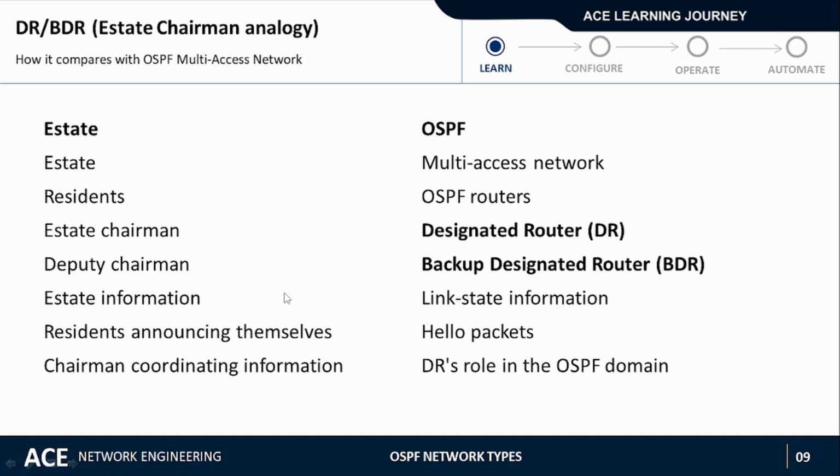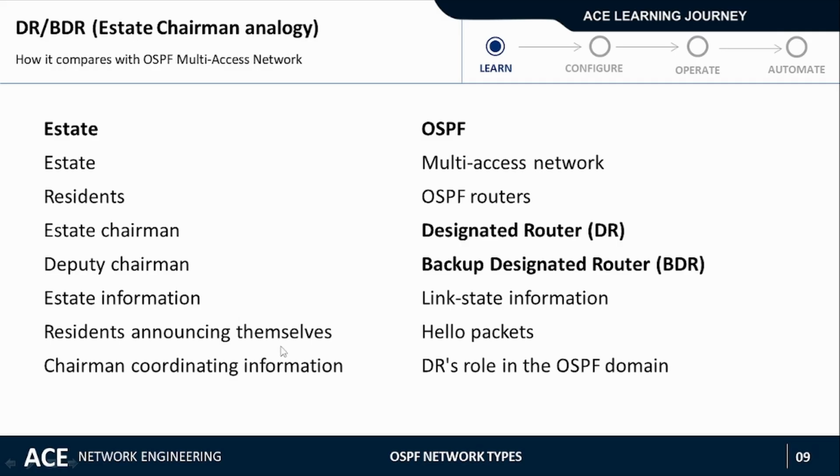And then the estate information is the link state information that we are exchanging. The actual information about networks that OSPF needs so that they can build something called the link state database, and they can start forwarding traffic based on that.